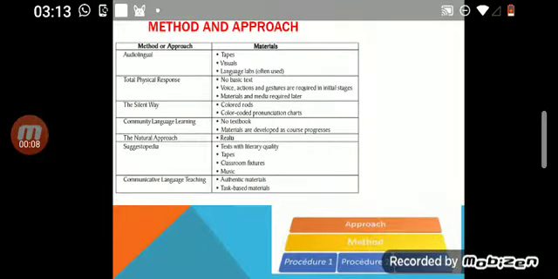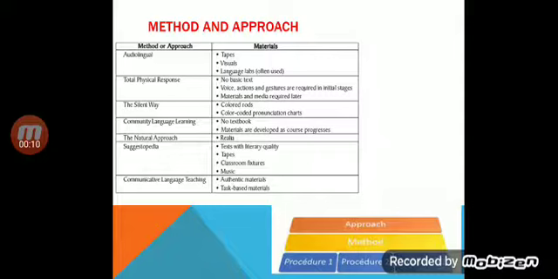First of all, let's make a distinction about what a method and an approach is. According to Richards and Rogers, an approach refers to general assumptions about what language is and how learning a language occurs. On the other hand, a method is a practical implementation of an approach. A theory is put into practice.